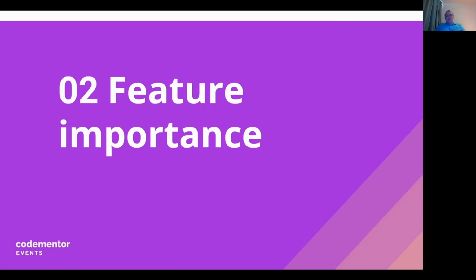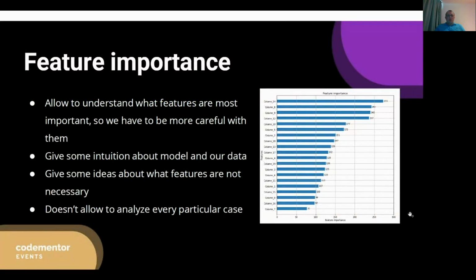Feature importance is a special technique which shows us what feature is more important and what feature is less important. When we calculate feature importance, we get something like this. This is how feature importance for LightGBM looks like.